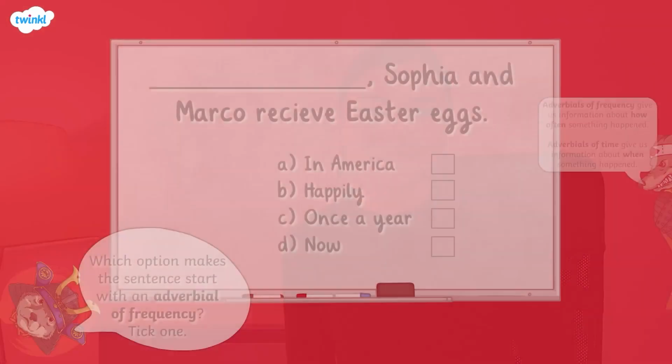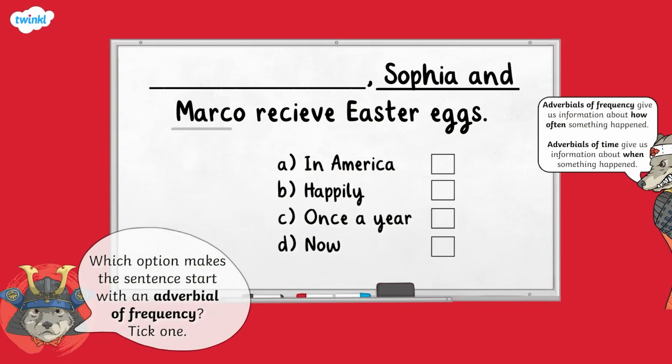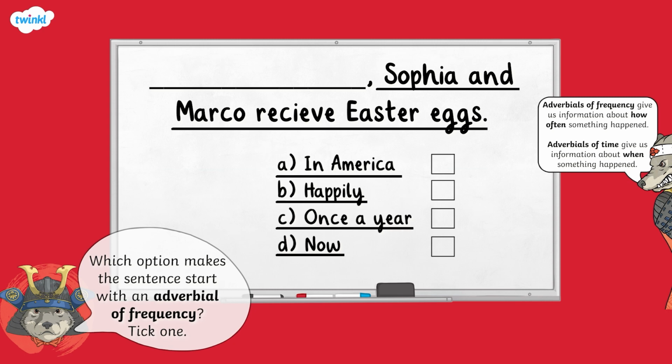Now let's take a look at the next question. You're going to tick the option which makes the sentence start with an adverbial of frequency. Sophia and Marco receive Easter eggs. A, in America, B, happily, C, once a year, or D, now. Pause the video and press play when you are ready.